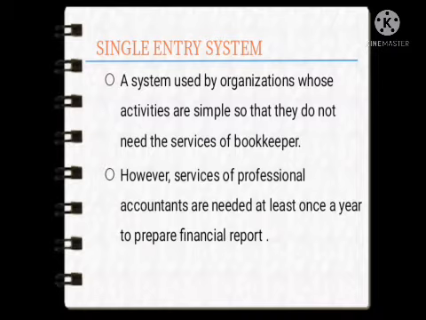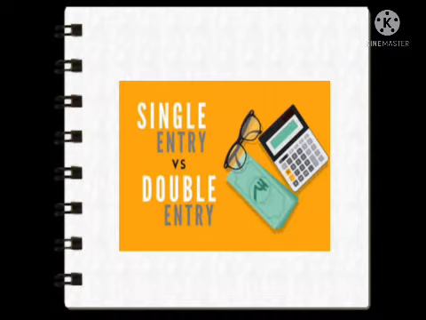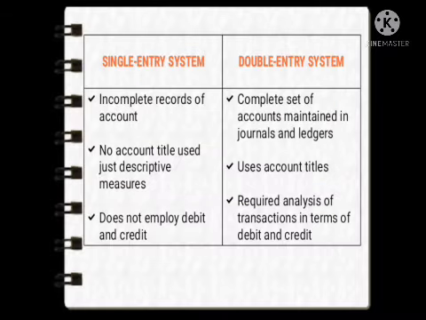You might wonder what is the difference between the single entry versus the double entry system. So, here it is. The single entry system has incomplete records of accounts, no account titles used, just descriptive measures, and does not employ debit and credit. While in double entry system, it has a complete set of accounts maintained in journals and ledgers. It uses account titles and requires analysis of transactions in terms of debit and credit.